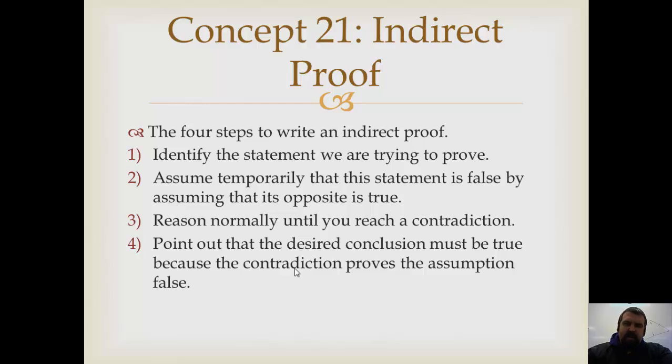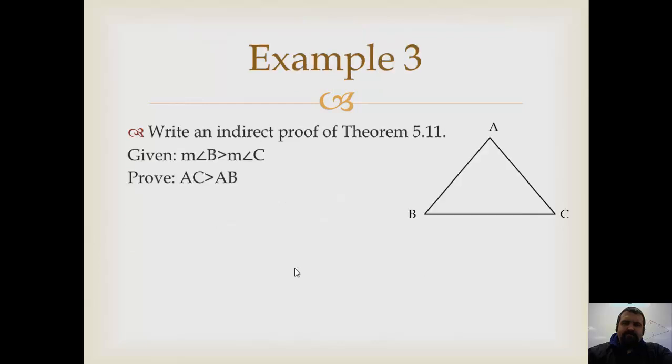Alright, so let's actually try a proof using indirect proof. In example 3 here, write an indirect proof of theorem 5.11. If angle B here is larger than angle C, then it follows that this side AC has to be larger than side AB. Indirect proof. This is the statement: if measure of angle B is larger than measure of angle C, then length of segment AC is larger than length of segment AB. My temporary assumption I'm going to break into two parts.